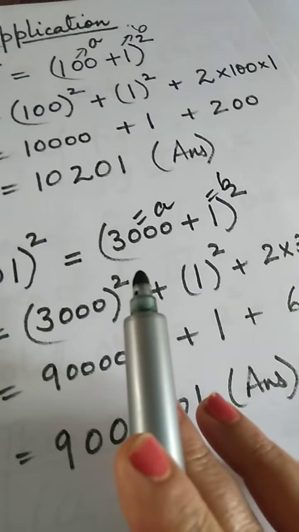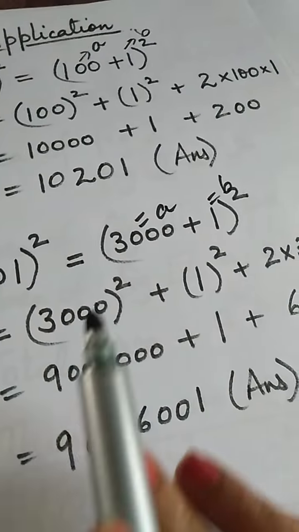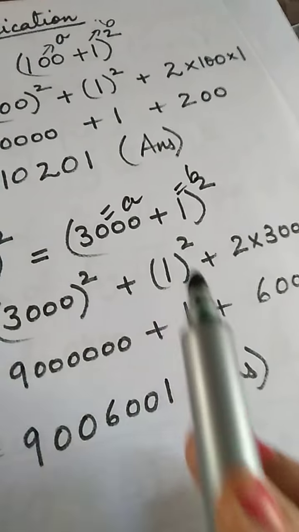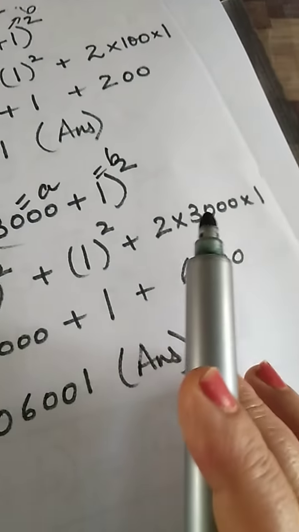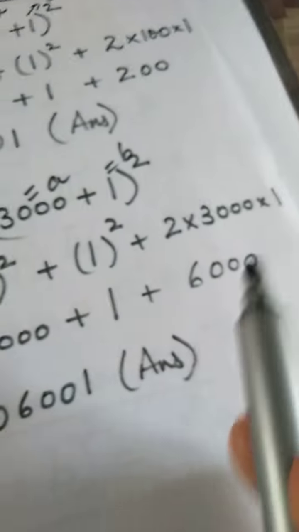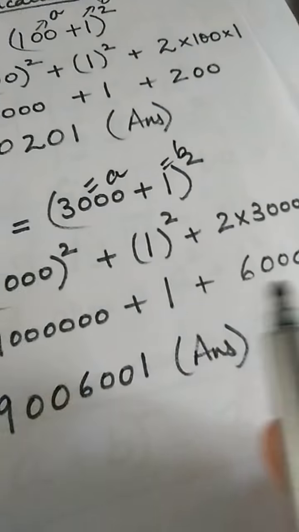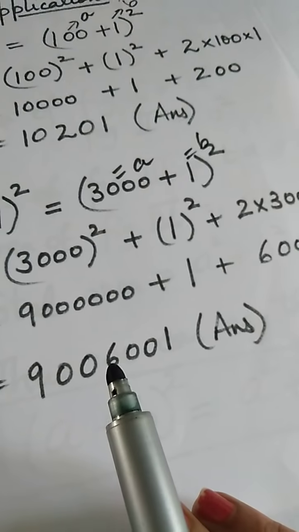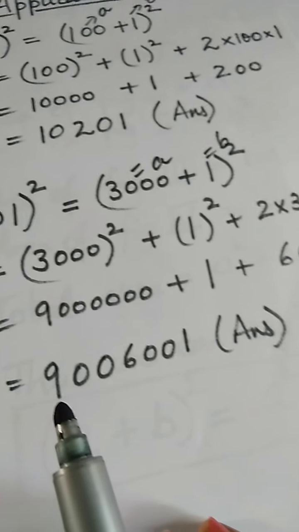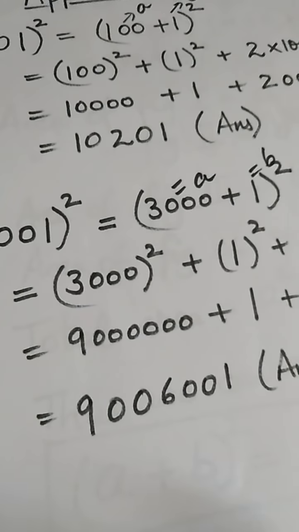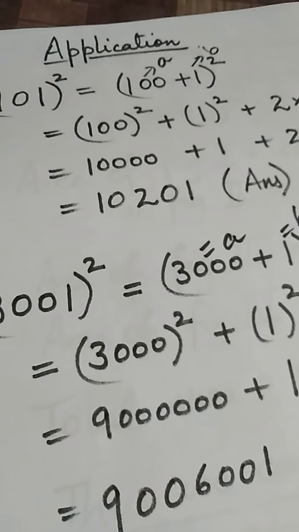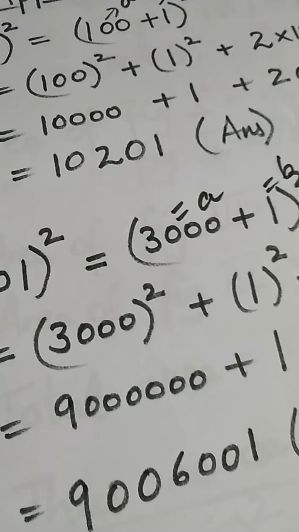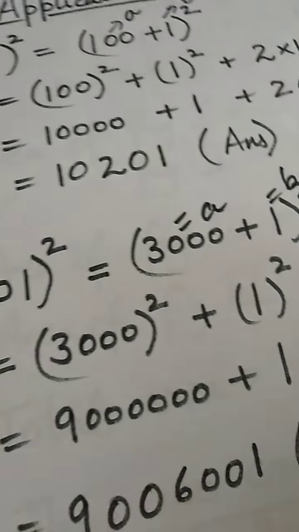So you get 3000 square: 3 square is 9 and 3 zeros are there, so put 6 zeros after the 9. Yes, 1 square is 1. And 3000 into 2 is 6000, into 1 is 6000. Now it becomes very easy to add. At the units place 1, then 2 zeros, at the thousands place 6, then 2 zeros, and then comes 9. So you get this as the answer. This is where we are going to apply this formula (a plus b) the whole square. Okay, understood?